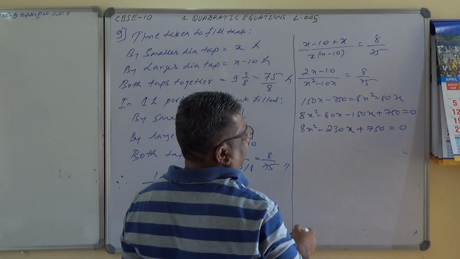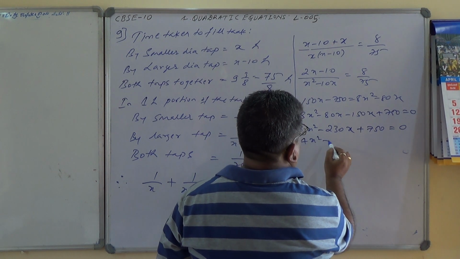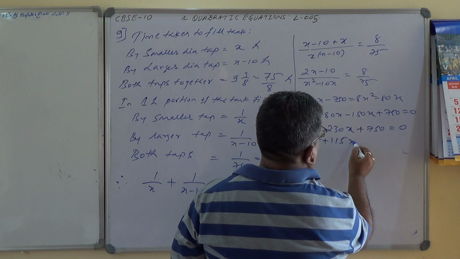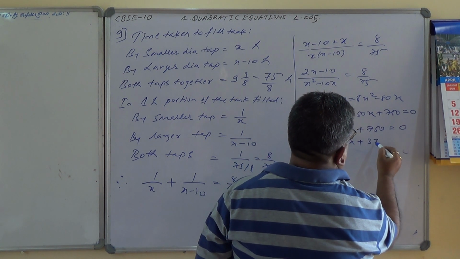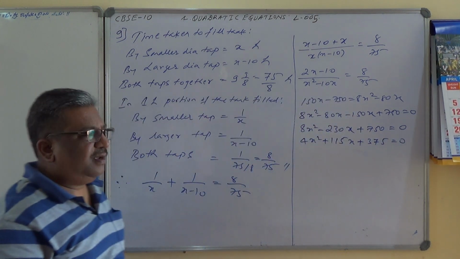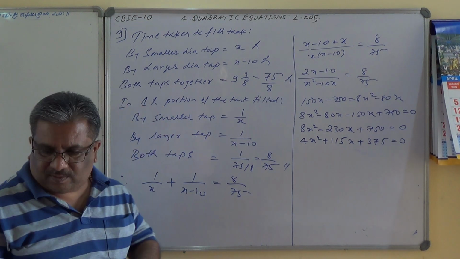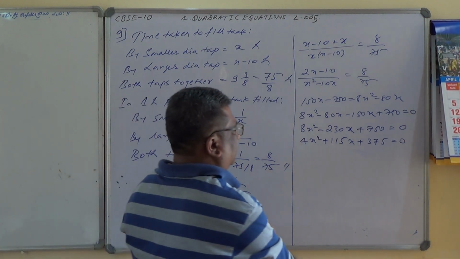Now what is common here? I will take 2 first. Dividing by 2, I am getting 4x square minus 115x plus 375 equals 0. Let me check whether it is the correct equation or not. Yeah, fine. I think it's correct.